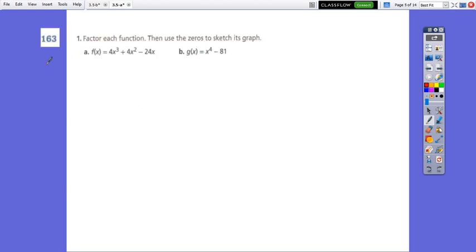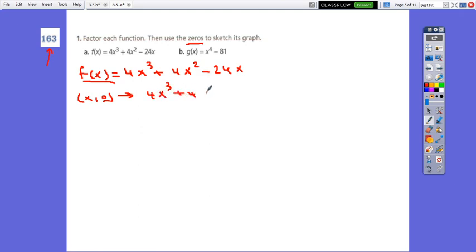Let's try more. On page 163, you have question A. Factor, find the zeros and sketch the graph. So we'll take it. f(x) = 4x^3 + 4x^2 - 24x. The symbol to write zero is x_0. So 0 for y, it will be 4x^3 + 4x^2 - 24x = 0. Simplify by 4: x^3 + x^2 - 6x = 0.